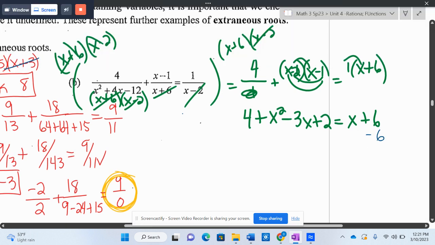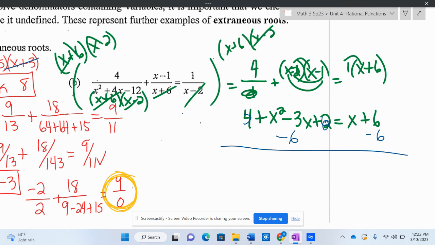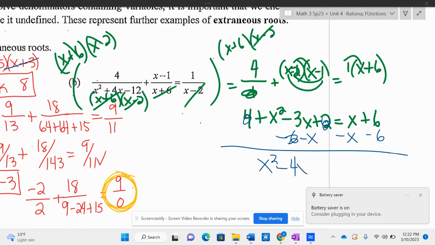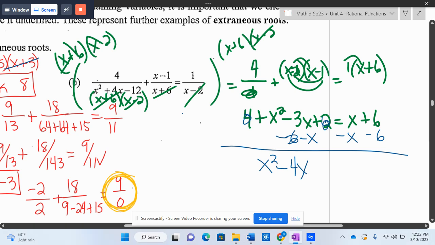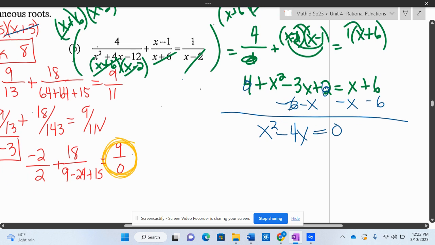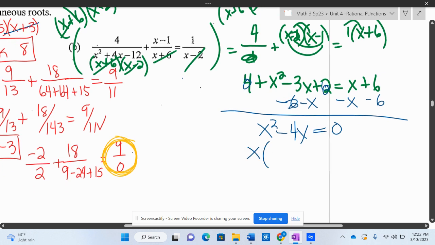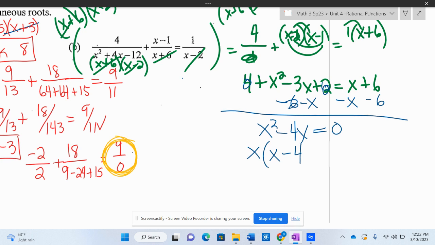So when I subtract 6 from both sides, what's going to happen? Well, if 4 and 2 is 6, I'm going to get a 0. Now I'm going to subtract x from both sides. So I end up with x squared minus 4x equals 0. So equals 0. That's what I'm missing there. What can I take out here? I can take out an x. And when I do that, I'm left with x minus 4 equals 0.